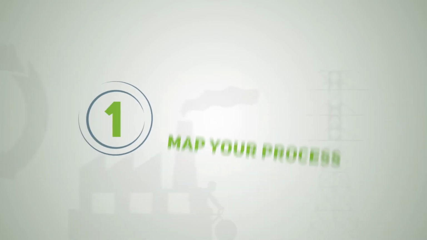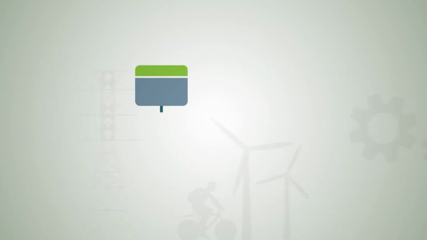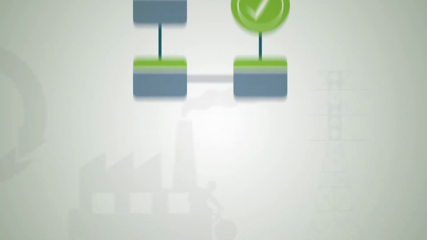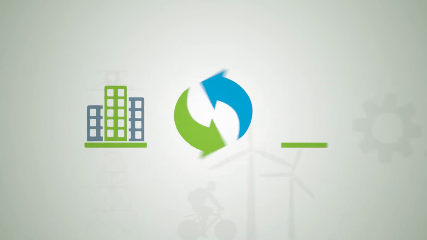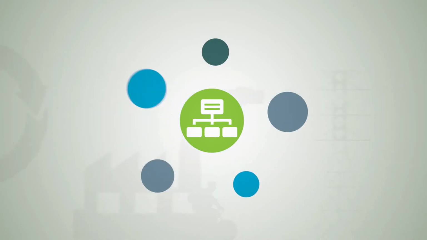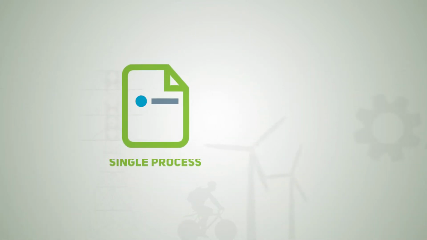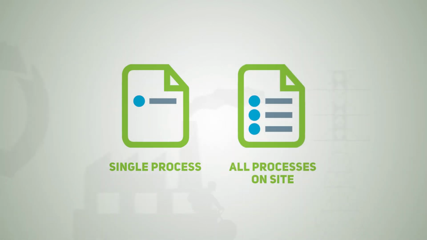Step 1. Map your process. The process map, looking at how resources move through your business, is a systematic approach to identifying resources available for exchange to create a synergy with another company. The process map can be as detailed or as simple as you want it to be, and can focus on a single process or can map your entire worksite.